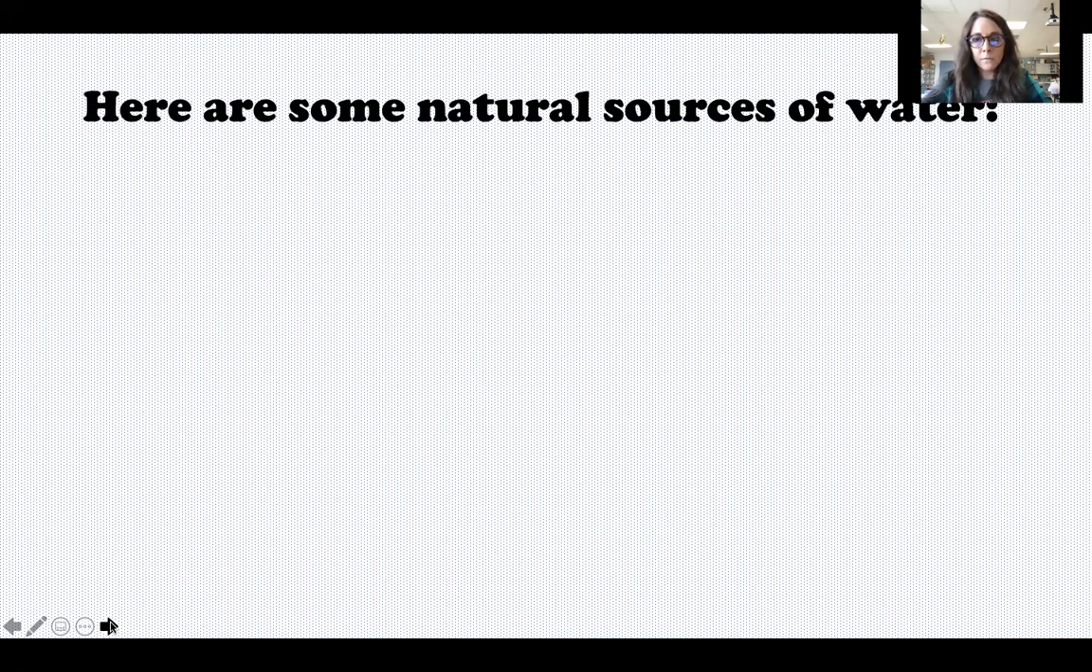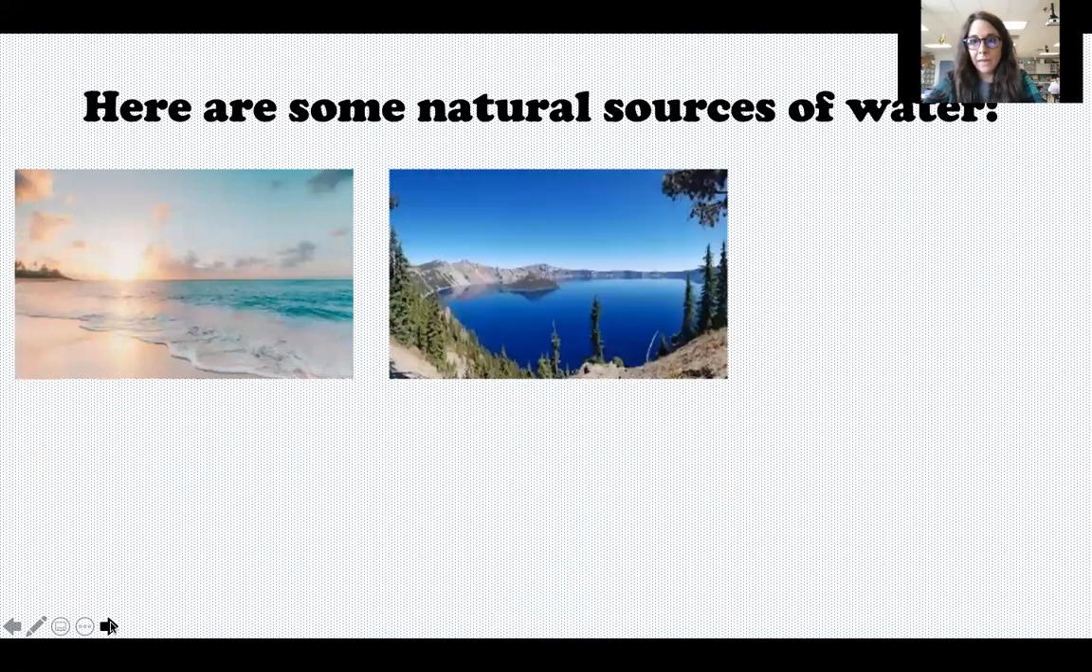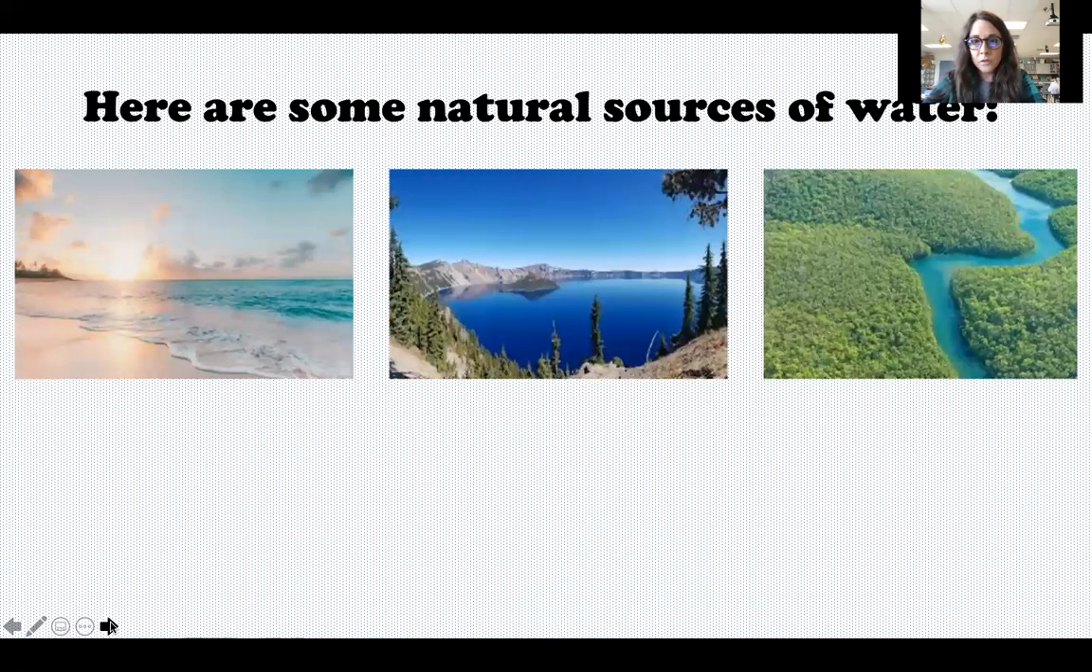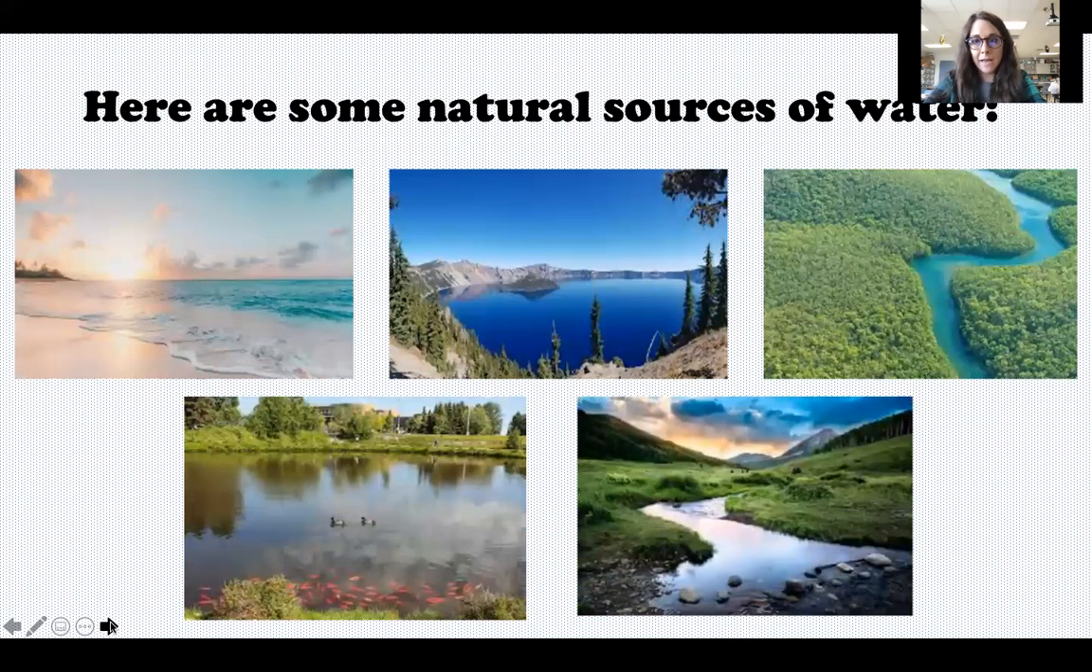So here are 5 natural sources of water. There are some others, but these are the 5 we're going to focus on today, making sure we understand the difference between them and that sort of thing. So the first one is an ocean. Then we have a lake, rivers, ponds, and streams. Those are the 5 natural sources of water that we're going to discuss.